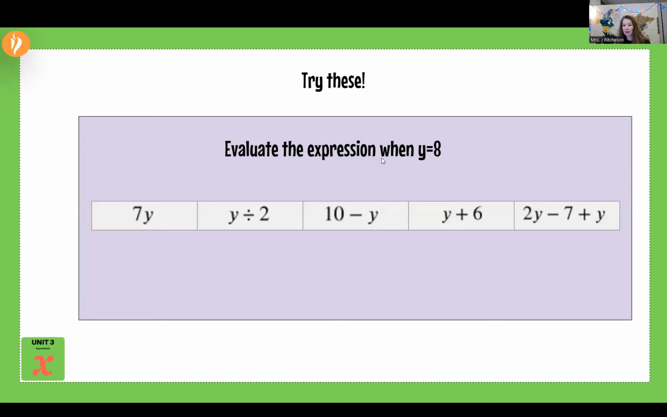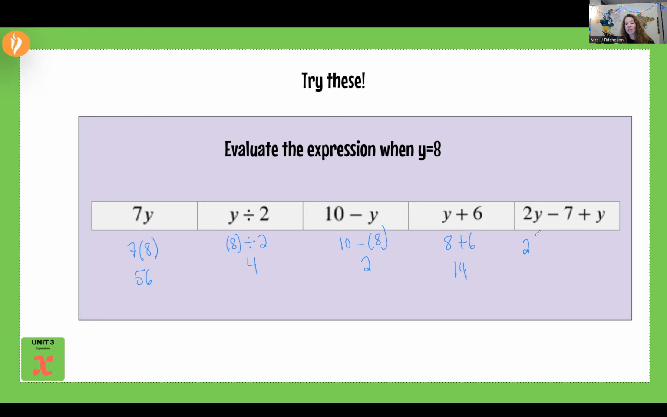All right, so you guys pause the video and give these a try. Evaluate the expression when y equals 8, and then come back and check your answers. So on this one, we're going to substitute 7 times 8. I got 56. When y is 8, 8 divided by 2 is 4. I'm going to substitute 8 for y. So 10 minus 8 is 2. We have 8 plus 6, and we get 14.